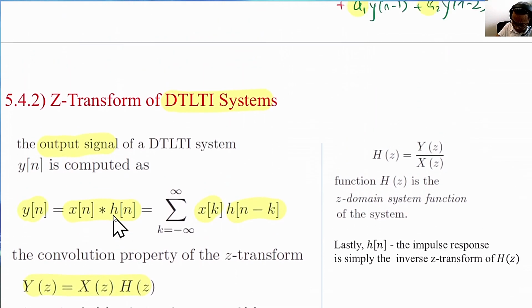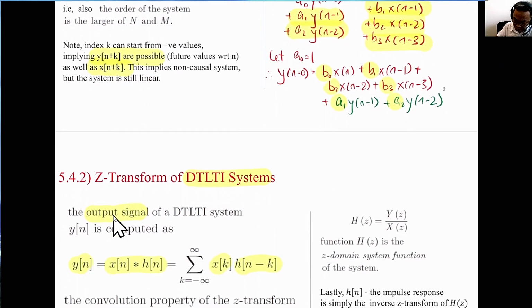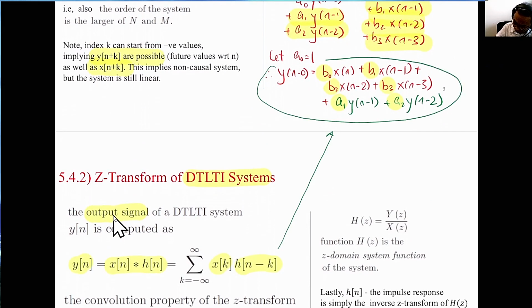Now, how is this compared to the previous equation? In the previous equation, we saw that discrete time LTI systems are written in this form. This is the constant coefficient discrete time system. In this form, we have the relationship of the output as some relationship of the input and its past, as well as its past output. In here, we're writing it as a convolution equation.